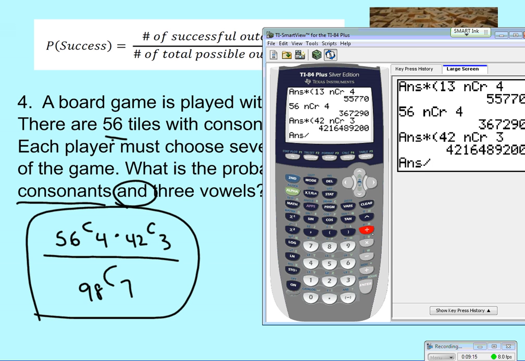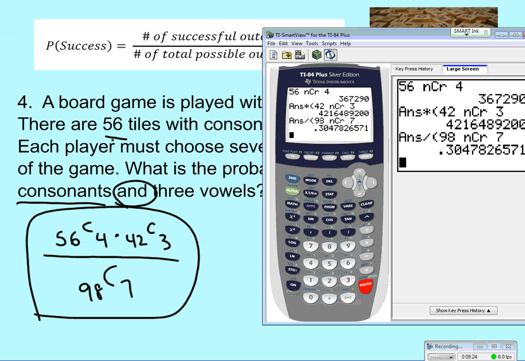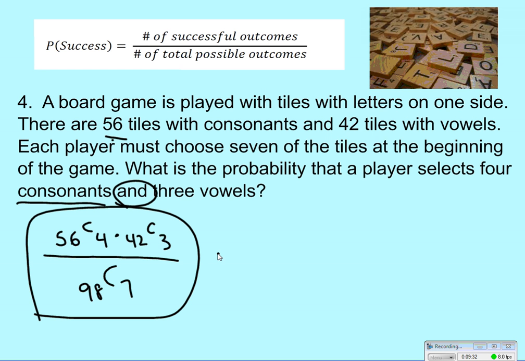I want to divide that by 98 choose 7. So that is my probability I'm going to get 4 consonants, 3 vowels: 0.3047. So that's my probability. And if it's going to be a big, long, ugly decimal like that, it's a good idea to get 3 or 4 decimal places.